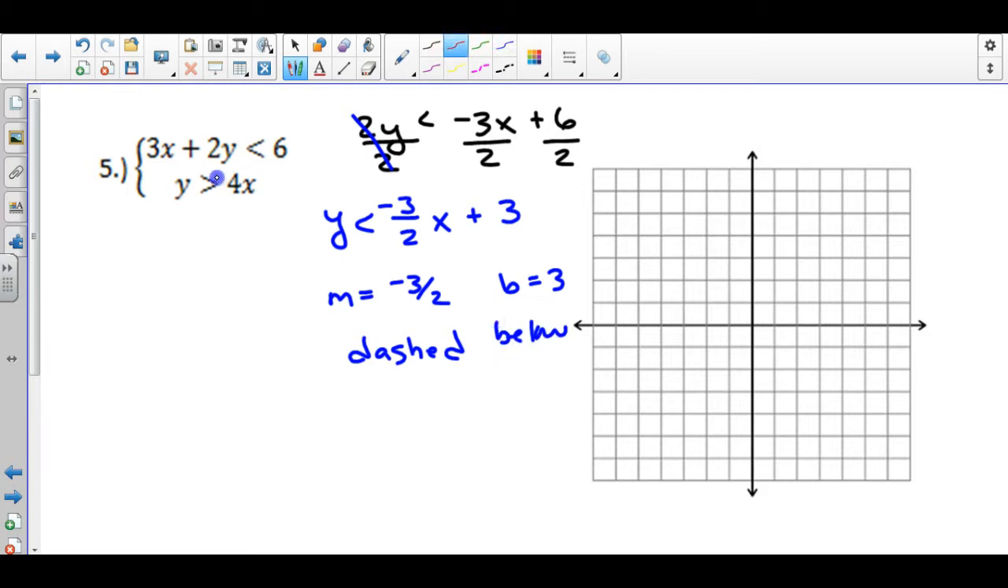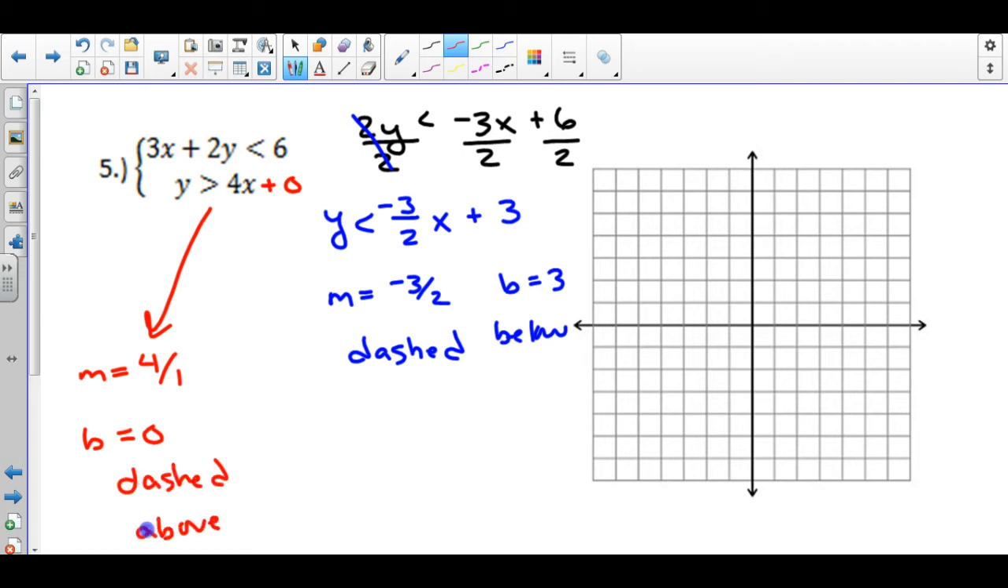The other one looks a little bit weird because it doesn't have that constant term at the end. All that means is that my y-intercept is 0. If there's no y-intercept written, it really means it's 4x plus 0. So we are going to be crossing the y-axis at 0. My slope is going to be up 4 and over 1. I have a greater than sign with no equal to below it, so it's still a dashed line. And this one's going to be shaded above because of the greater than.